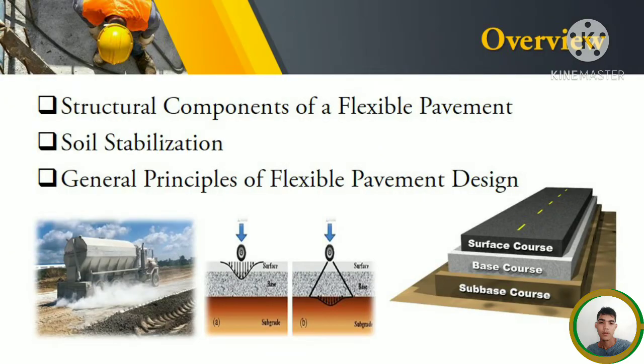Now, let's take a look at the overview of the topic. As you can see, this topic has three categories, and it begins with the structural components of a flexible pavement. In here, we're going to talk about the composition of highway flexible pavement, what flexible pavement is composed of, the differences of these components, and how they are being layered on the ground.